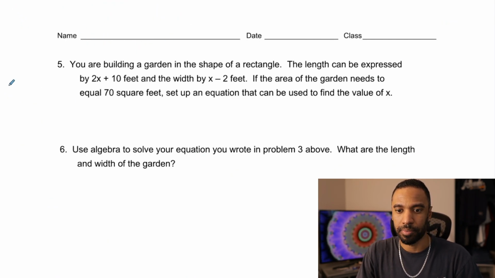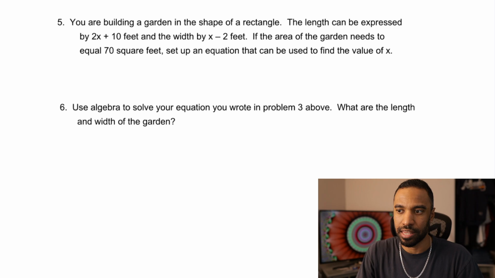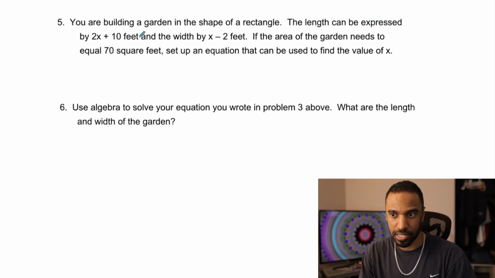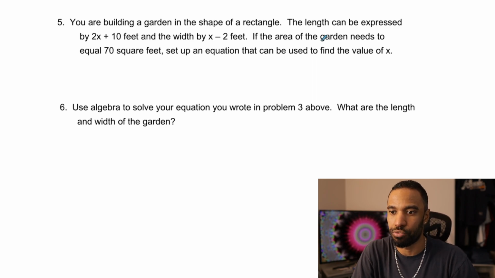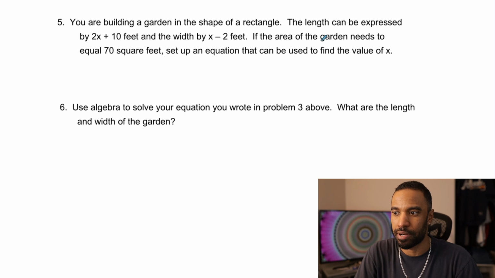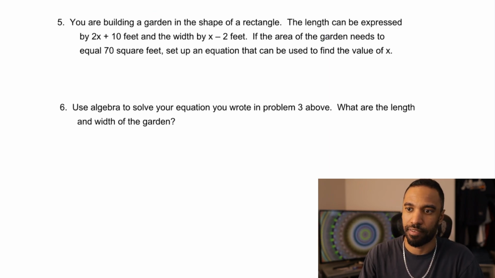I have a word problem here. You are building a garden in the shape of a rectangle. The length can be expressed by 2x plus 10 feet and the width by x minus 2 feet. If the area of the garden needs to equal 70 square feet, set up an equation that can be used to find the value of x.